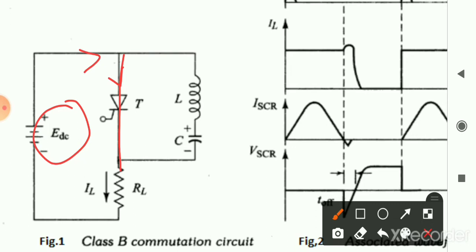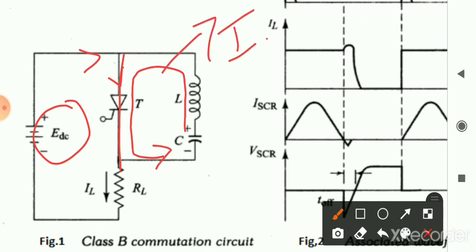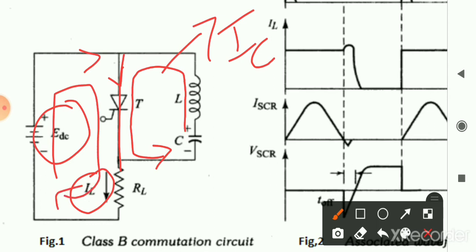The discharging way will be like this. It will start from C and go through L and back to T, and it will complete like this. That is the commutating current. So now two currents are flowing in the circuit: one is IC and one more is IL. When we trigger the SCR, the load current flows from EDC to T, T to RL, and again back to EDC.